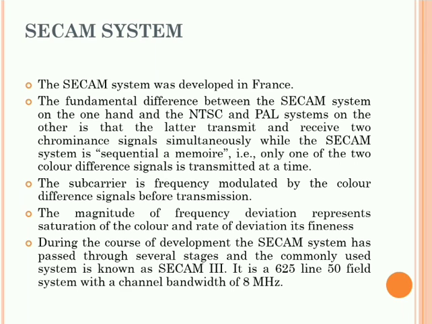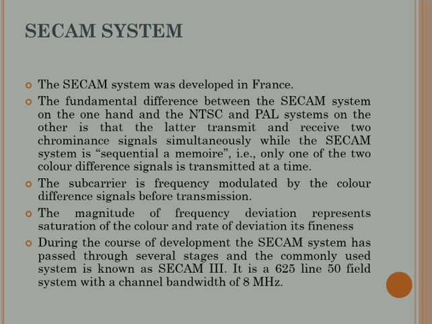During the course of development, the SECAM system has passed through several stages, and the commonly used system is known as SECAM 3. There are a number of SECAM systems having different standards, but the SECAM third system is commonly used. Some of the systems had disadvantages, so the next system was developed. SECAM 3 is a pretty good system. It is a 625 line, 50 field system with a channel bandwidth of 8 megahertz.